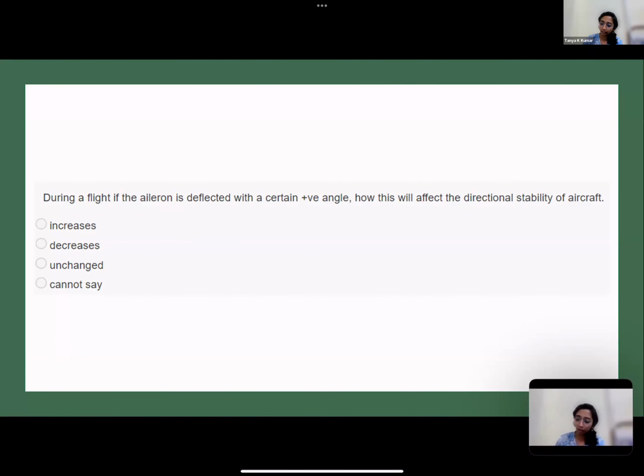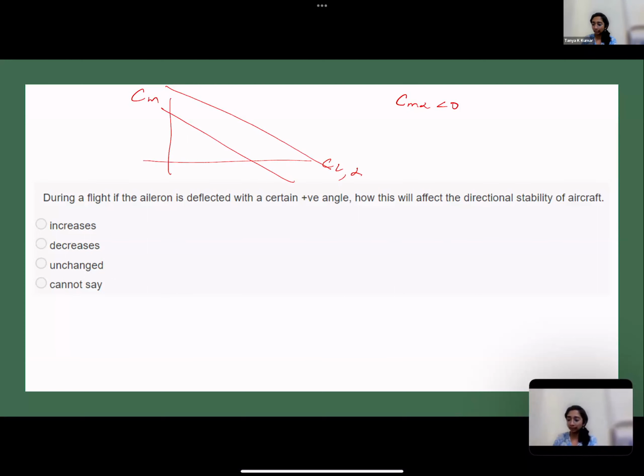For the CM alpha case, you had CM versus CL or CM versus alpha, any of those, you had something like this. The only condition required for stability was that CM alpha should be less than 0. Now, if I deflect the elevator, if this was the original trim, it moves to this location. It just moves the intercept. So this was the original intercept, it moved it downwards. That is the only difference. Deflecting the elevator did not change the slope, hence it did not affect stability.